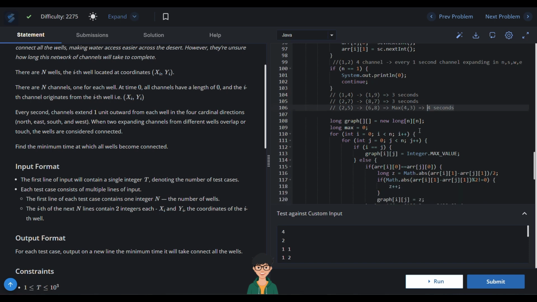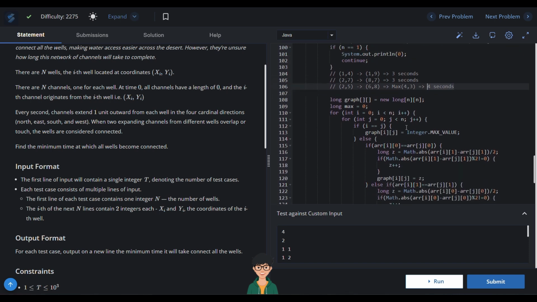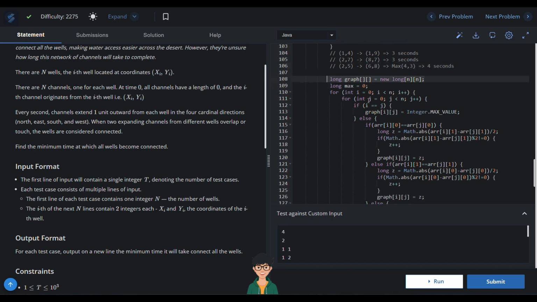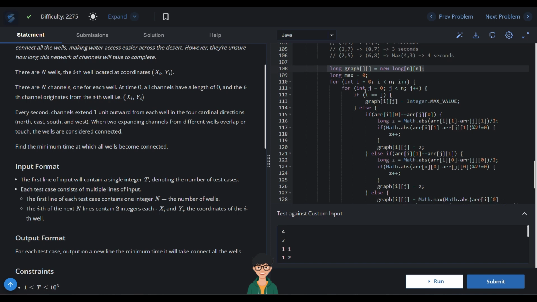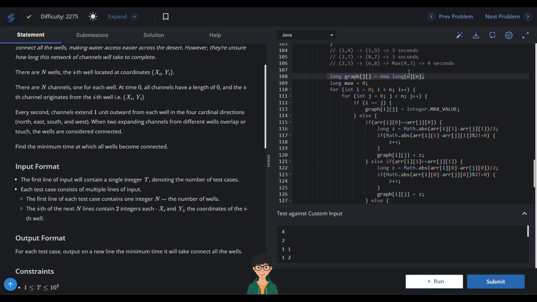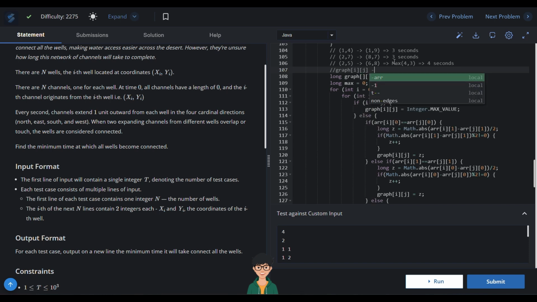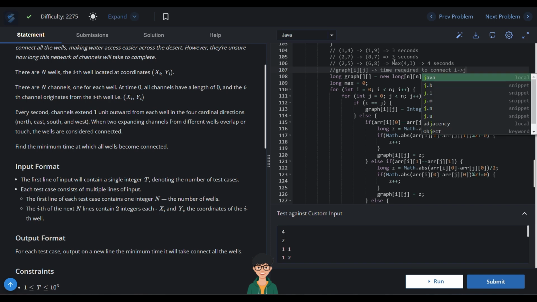So likewise we form edges in the graph. I have just taken a graph of long type, and it will store the edge weight. Graph of I comma j says the time required to connect I to j.